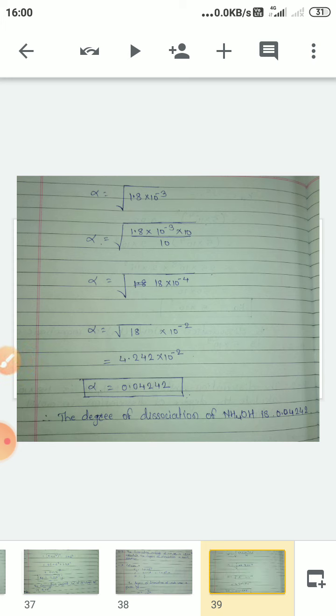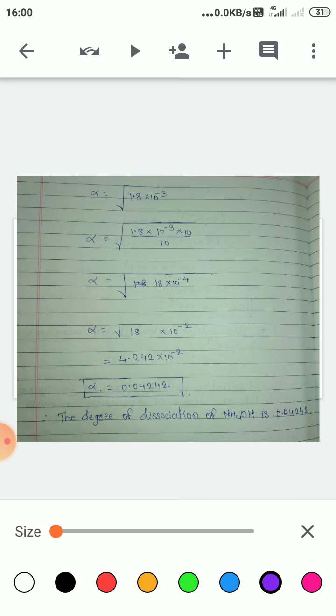By taking the square root, alpha is equal to 1.8 into 10 to power minus 2, which is equal to 1.8. Now we have to convert this figure 10 to power minus 3 into an even power, so as to take the square root of 10 to power given figure. So we have to multiply here by 10 and divide by 10. So we will get alpha is equal to square root of 18 into 10 to power minus 4.